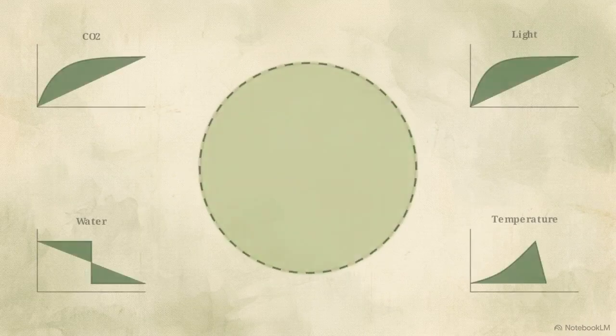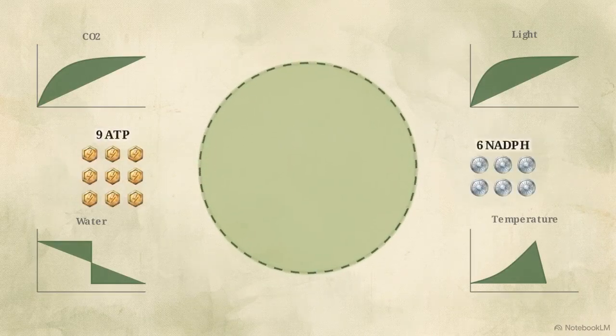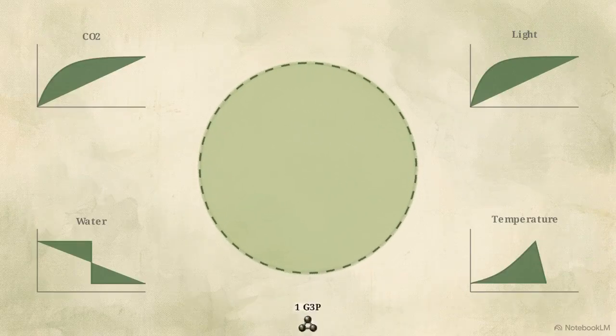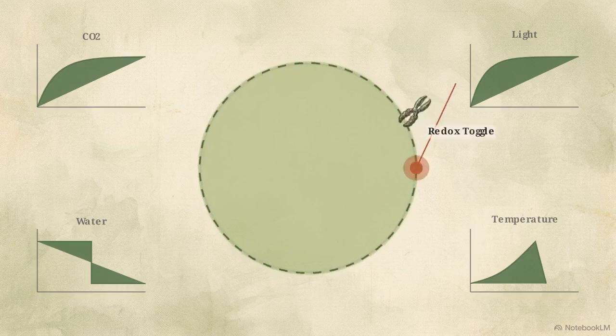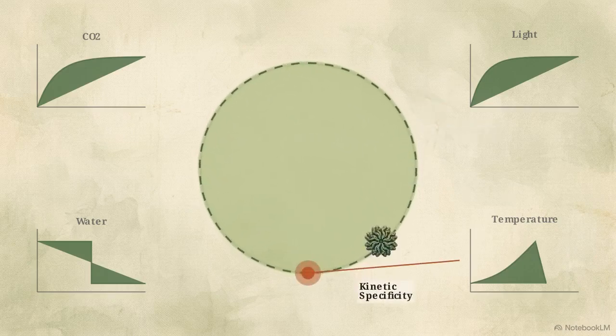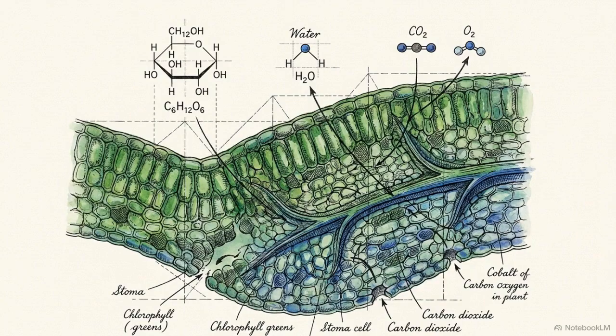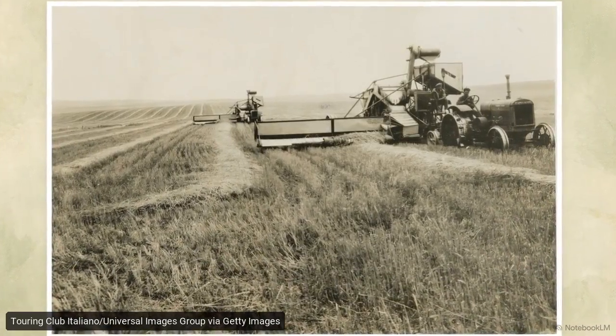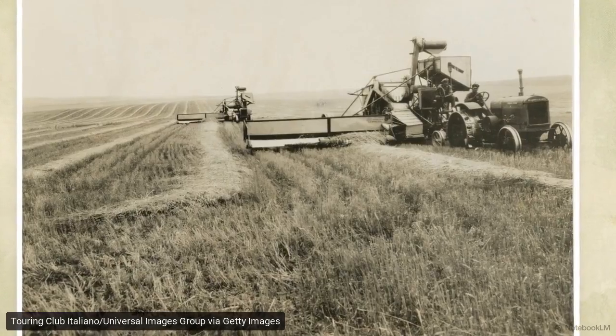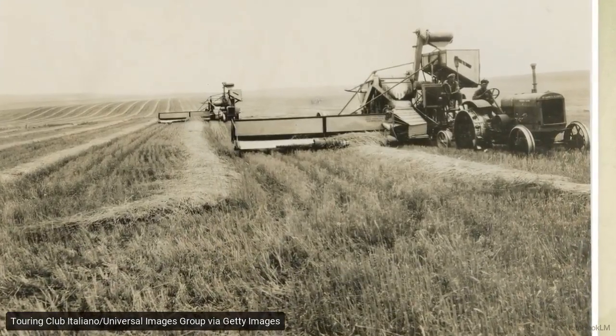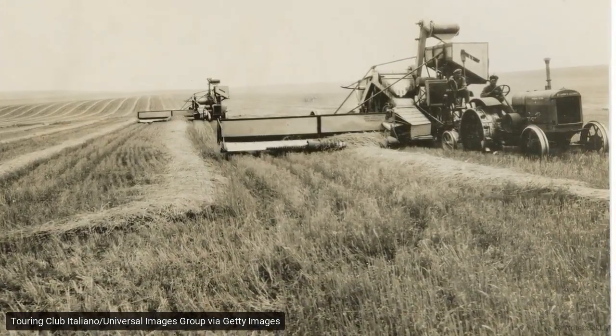3 carbon dioxide molecules in, 9 ATP and 6 NADPH in, 1 net G3P out, 3 RuBP molecules regenerated. The cycle is bound by active site availability, redox toggles, kinetic specificity, and substrate delivery networks. Mapping these precise kinetic limitations provides the baseline framework for modern agricultural bioengineering. Historical agriculture focused on brute force scale, increasing yield through mechanical power, fertilizers, and irrigation to overwhelm these environmental limits.